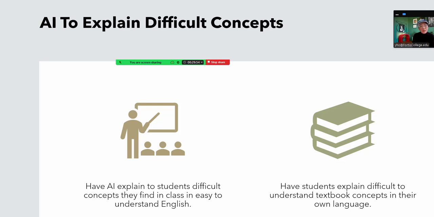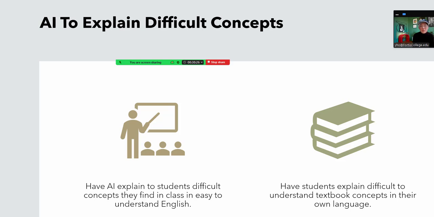So if you're taking a psychology class, a biology class, a chemistry class, and you don't understand some kind of medical term, you can ask AI to explain that medical term in easy to understand English. If you're learning grammar and you don't know what subject-verb agreement is, can you explain what subject-verb agreement is in Spanish and give Spanish examples? And it will explain it to you in Spanish, if Spanish is your native language.